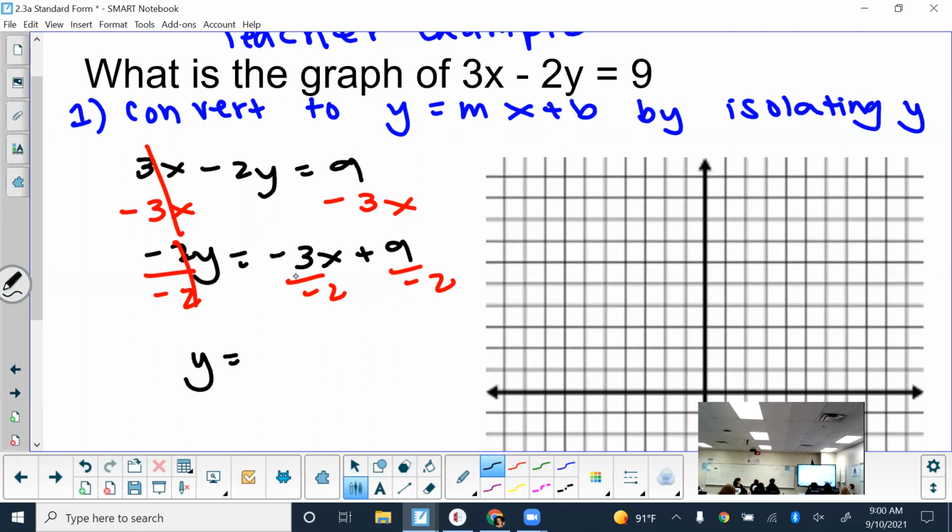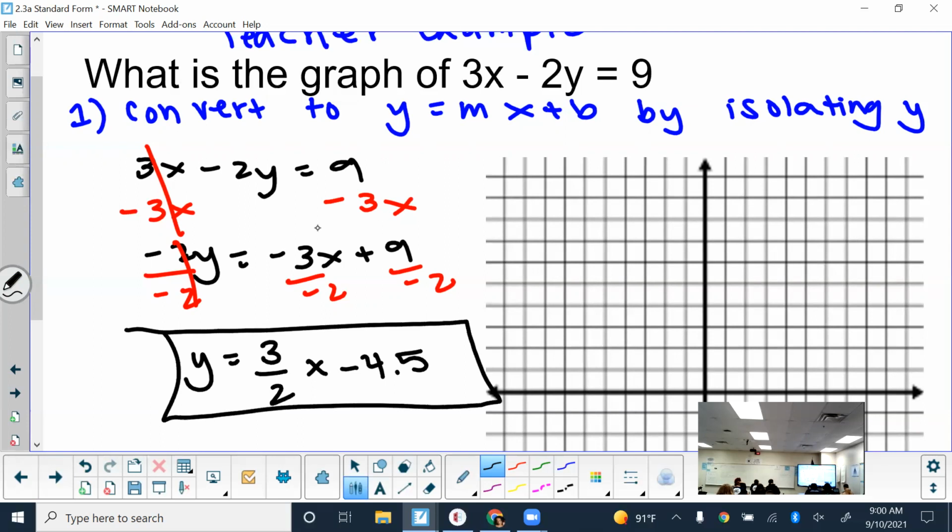But what happens with this double negative? So it's a positive 3 over 2 x. And then is it all right if our y-intercept is a decimal? Yes, and that's probably easier to estimate on the y-axis anyway. So what's 9 divided by negative 2? Negative 4.5. Any questions?